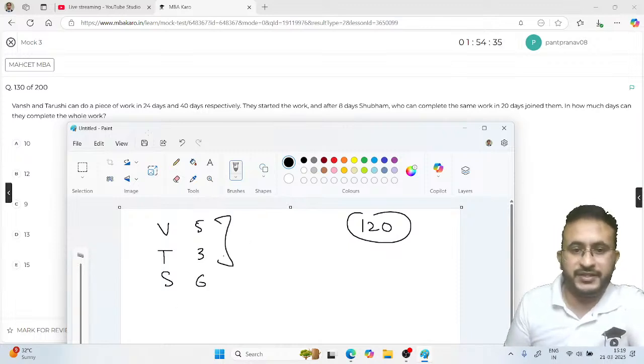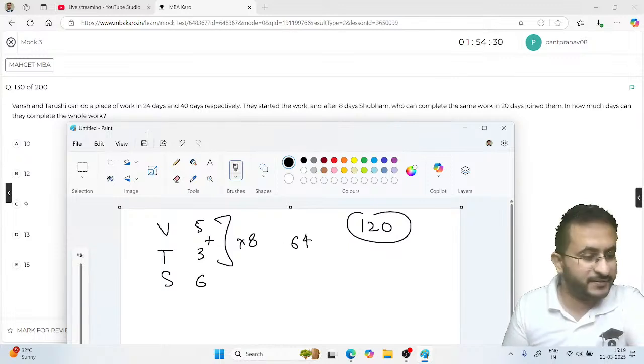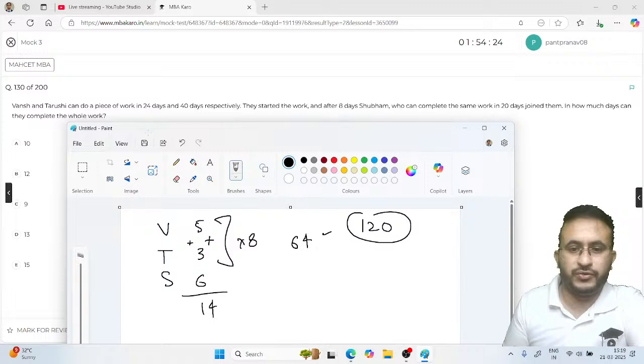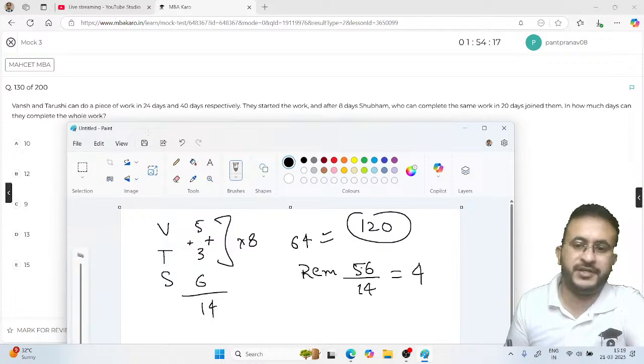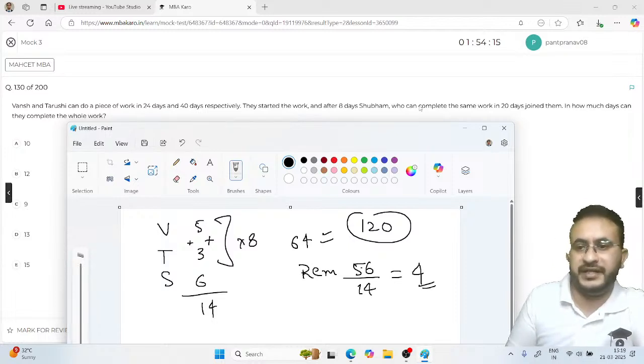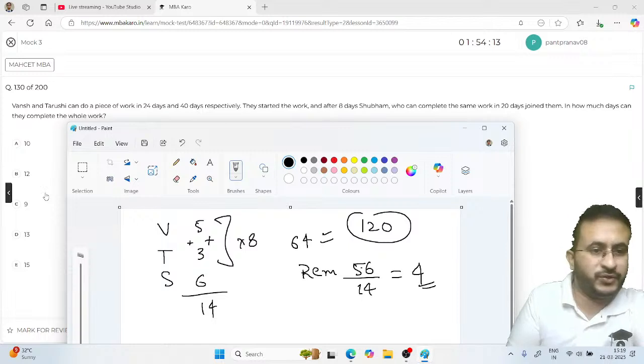Okay, so 8 days में दोनों ने काम किया. So 8 into 8, 64 units are done. Okay. Now these three are working. So they do 14 units in a day. So 64 done. Remaining is 56. And 14 की efficiency से काम कर रहा है. So 4 more days. So 8 days they work together and then 4 more days. Total 12 days.